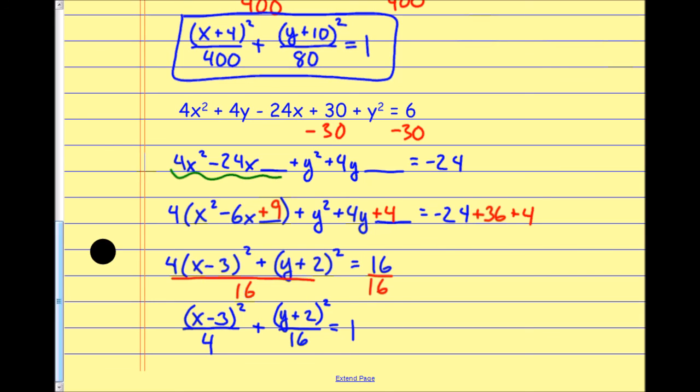And then the last thing I check is to see if my first denominator is larger than my second denominator. And in this one, it's not. So what I have to do is I have to rewrite this addition in a different order. In other words, I have to flip these two fractions and write it as a y plus 2 squared over 16 plus an x minus 3 squared over the 4 equals the 1. Now it's written in the appropriate format. Now I can see that this is a vertical ellipse instead of a horizontal ellipse. Okay?